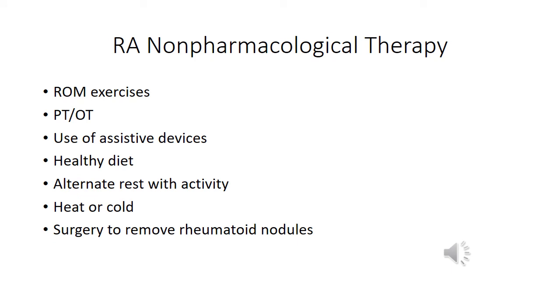Many of these non-pharmacological therapies are similar to the therapies for osteoarthritis. Range of motion exercises should be performed. The client may be referred to physical therapy and occupational therapy. They should use assistive devices. They should maintain a healthy diet, alternate rest with activity, apply heat or cold, and the client may undergo surgery to remove rheumatoid nodules.